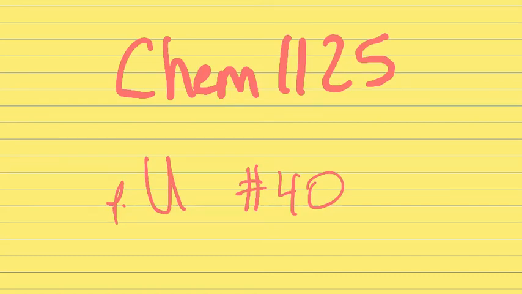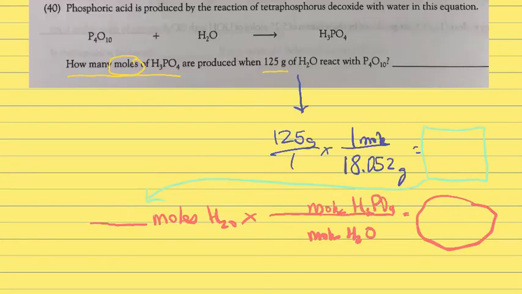Let's talk about a particular problem on page U of the Chemistry 1125 case. And this is going to involve balancing an equation and then converting from grams to moles and moles to moles. All right, so number 40 on the bottom of page U. So let's read this together.